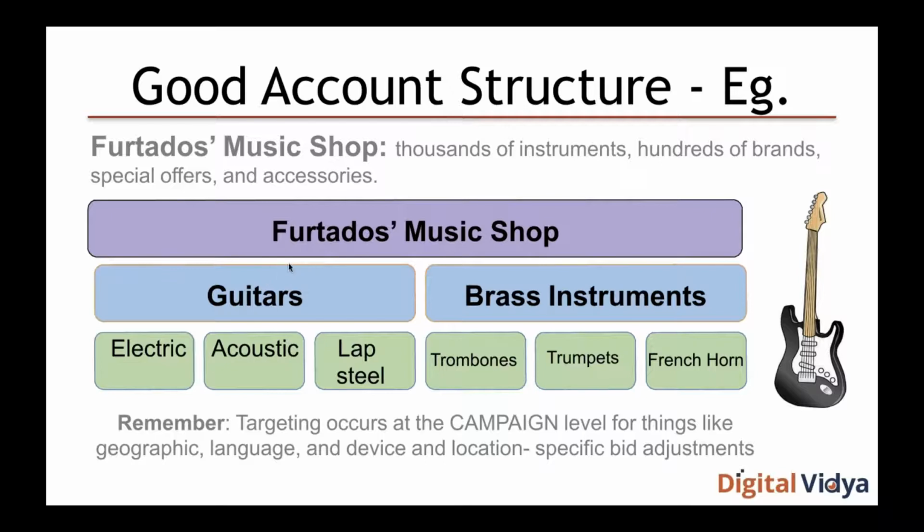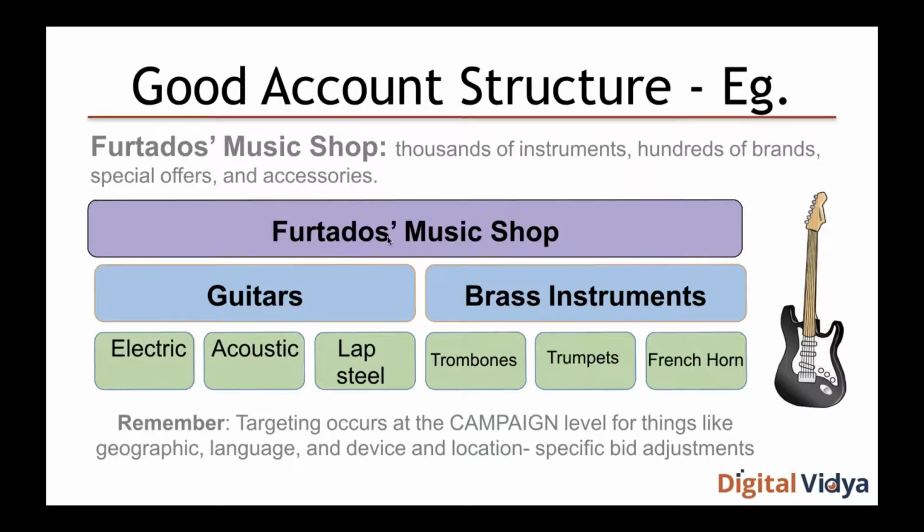If you have one campaign, you can create a campaign for guitars, another one for brass instruments. These are just examples. Now you break guitars into electric guitar, acoustic guitar, lap steel guitar, and brass instrument. Okay, this way. Now let's see the entire picture. Somebody comes on Google and says electric guitar. Okay, they're searching for electric guitar.